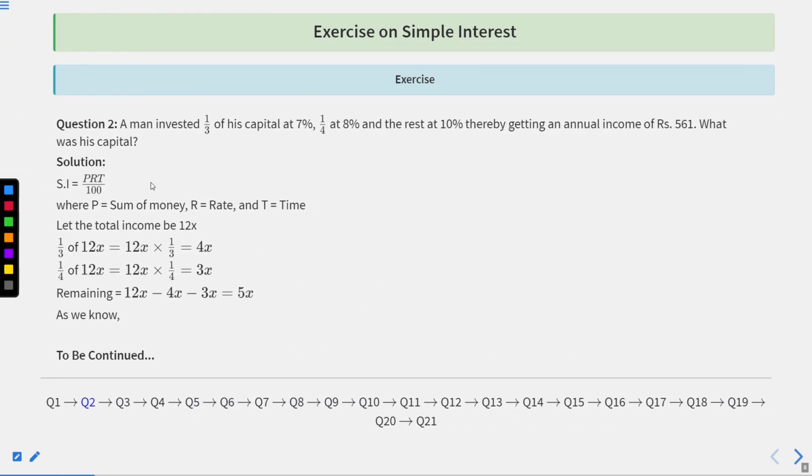We know simple interest is equal to P into R into T upon 100, where P is the sum of money, R is the rate and T is the time. So let the total capital be 12x. So 1 upon 3 of 12x is equal to 12x into 1 upon 3, that is 4x. And 1 upon 4 of 12x will be equal to 12x into 1 upon 4, that is equal to 3x. So the remaining is 12x minus 4x minus 3x, that is equal to 5x.